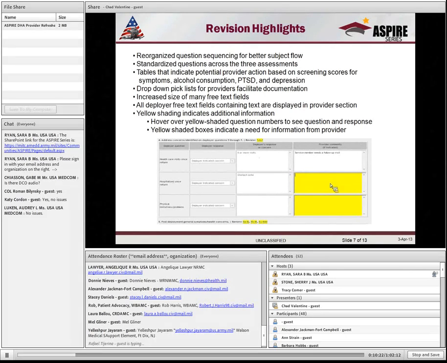Okay, and once again, like I said, the yellow shaded boxes indicate the need for information from a provider, meaning that you have to leave comments because it was a positive response.